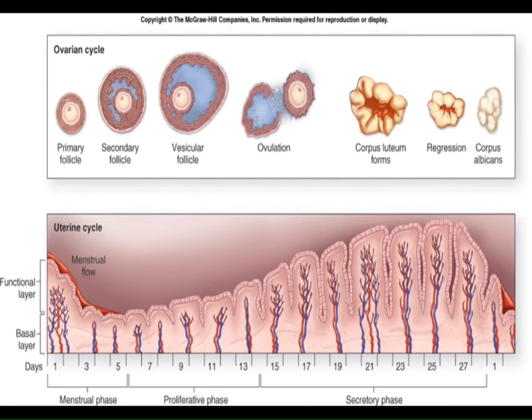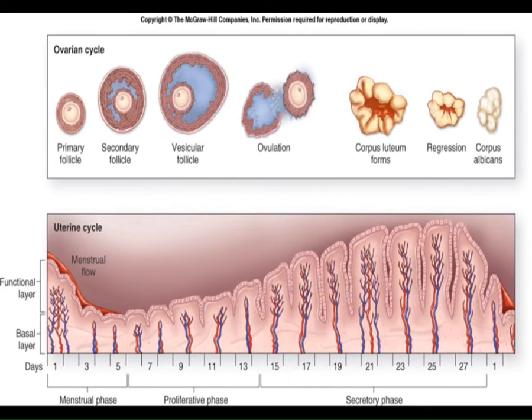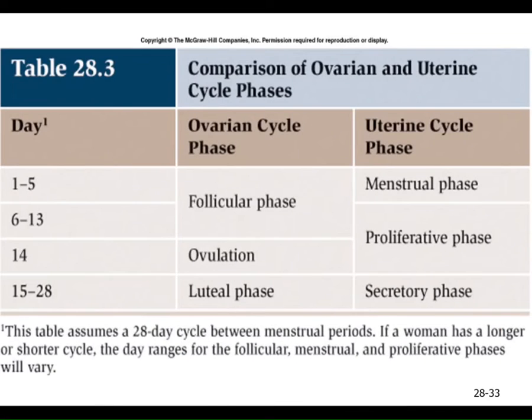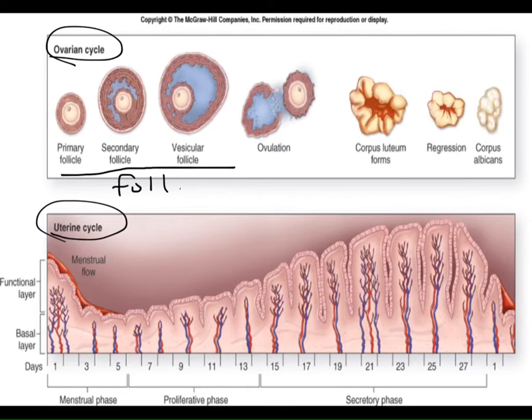Now, this slide I just showed you is what's going on with the hormones. The next slide is what's physically happening in the ovary on the top and on the uterus on the bottom. Here's the ovary on the top, uterus on the bottom, same as what we just had on the previous slide. And I wish they had this labeled. The first 14 days, what do we call that? Follicular phase, right? And then on day 14, there was ovulation. And then this was called luteal phase.